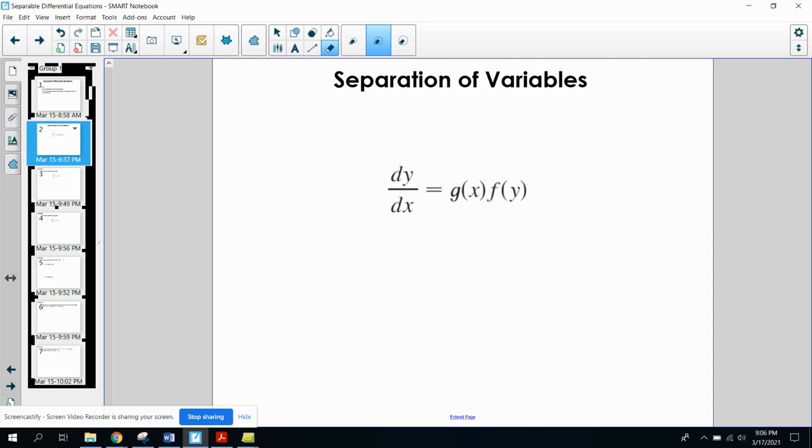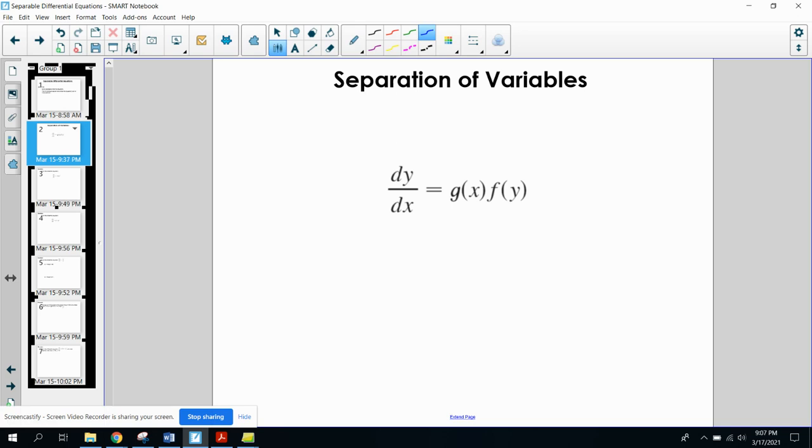So basically, it's what it sounds like. We're trying to separate the variables. So any y's we want to get together, any x's we want to get together. The same variables we want to get on the same side. So here we have a differential equation. We have dy over dx equals g of x times f of y. It's a differential equation because we have a derivative. And the dy over dx is equal to two different functions, one in terms of x and one in terms of y. So this is just a basic generic example.